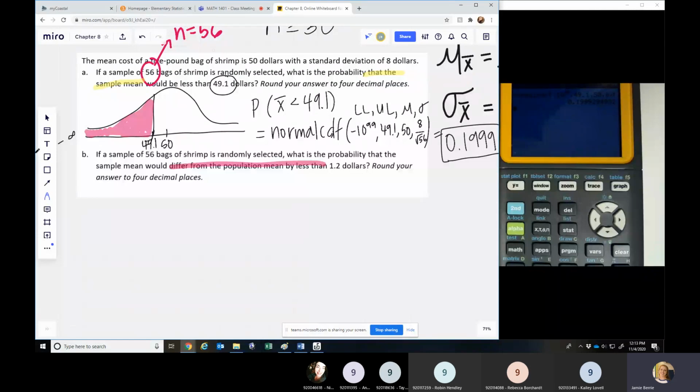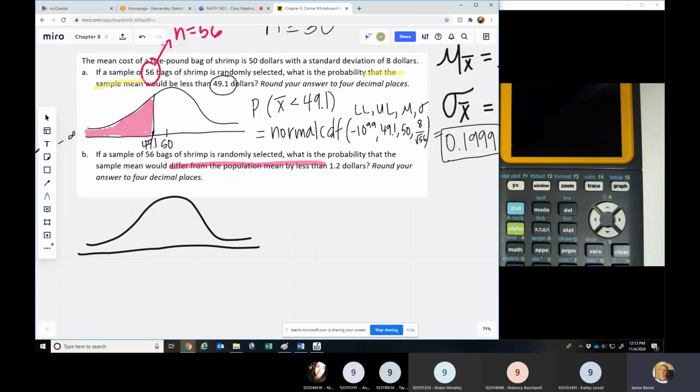So sample size is the same, mean is the same, standard deviation is the same. We just need to draw a new picture here. So we're going to draw our normal curve. I really think it's a good idea to draw the curve every time. I know it's a little bit of an inconvenience. It takes a little bit of time, but I think it does help.